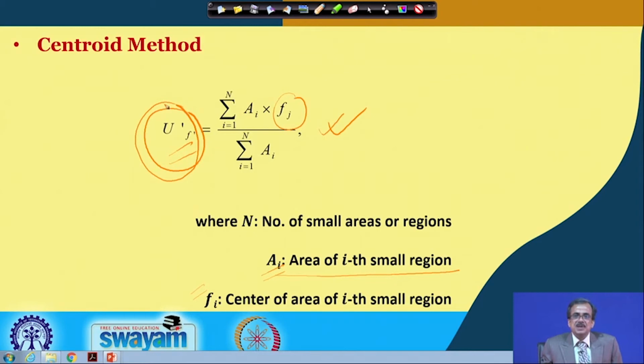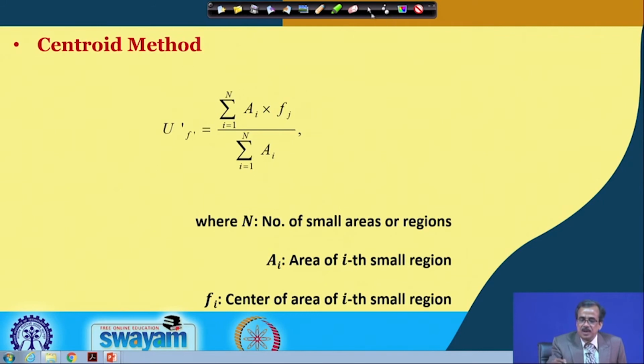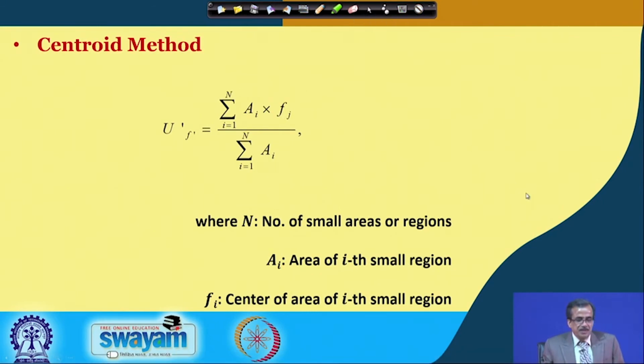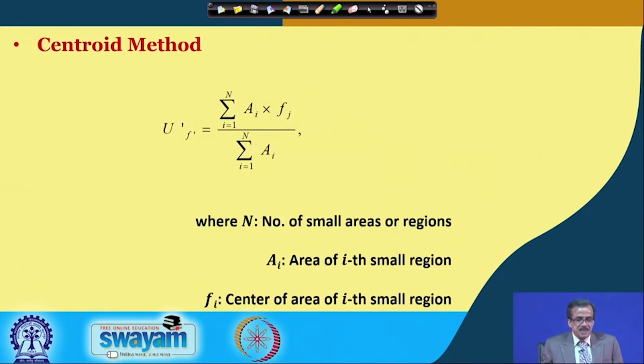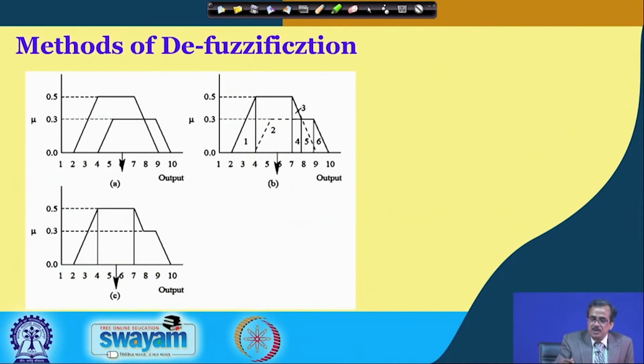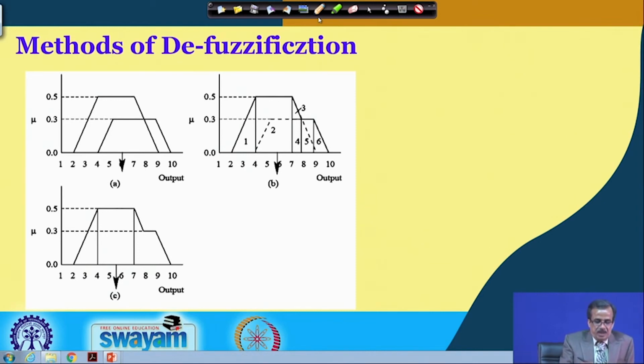So, you can find out the crisp value, and that is nothing but your control action. Now, I am just going to discuss another method, that is called the mean of maxima method. I can explain it with the help of this figure very easily. Let me repeat: considering both the fired rules, suppose I am getting this type of fuzzified output, and this shows the combined output of both the fired rules.